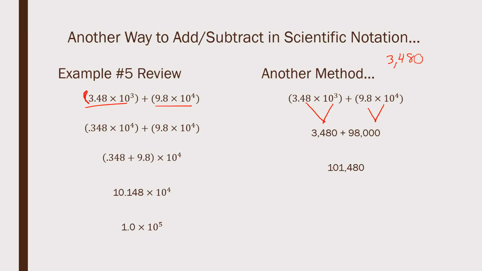You say, okay, I know my number has to be between here. So that's going to become 1.01480, which is really long right now, times 10 to the, well, there's 5 numbers here, so that's going to become 10 to the 5th. And then if I round it, it just becomes 1.0 times 10 to the 5th. I think that's a really easy method, but I think it does take a little bit more time, and it does take probably more calculator use sometimes too.